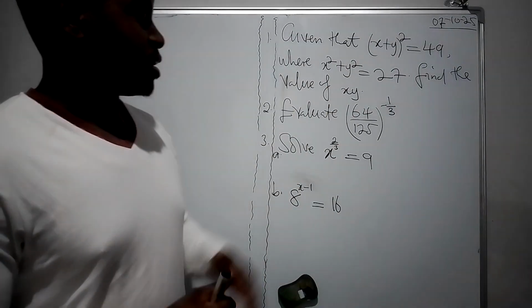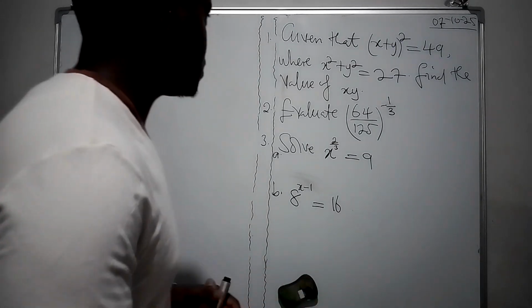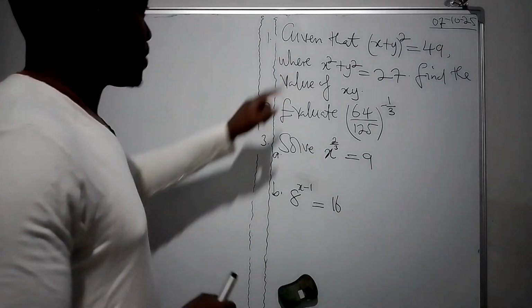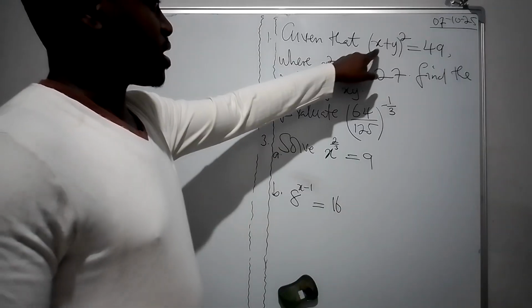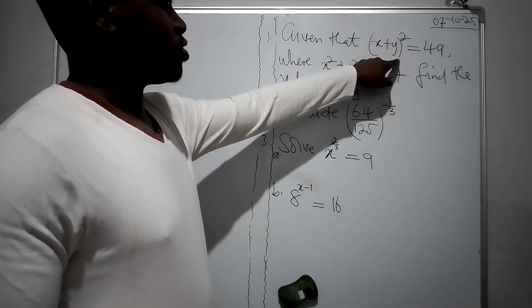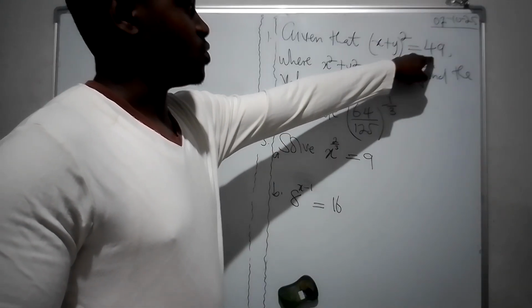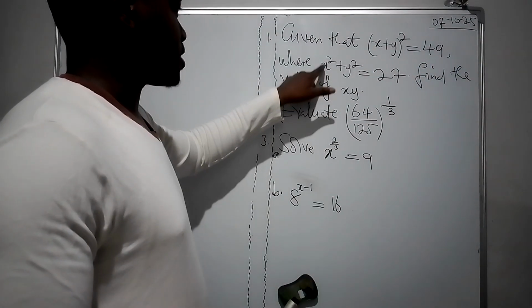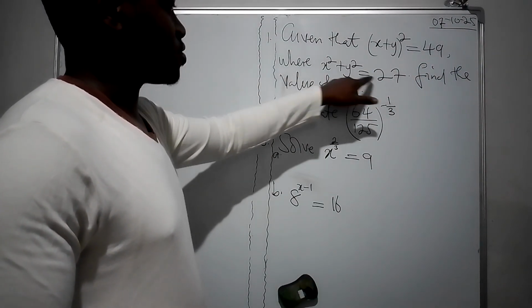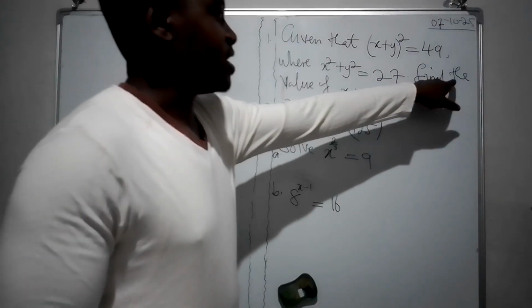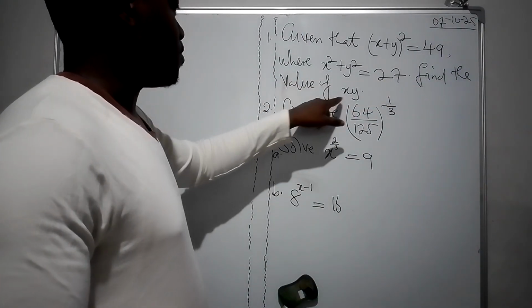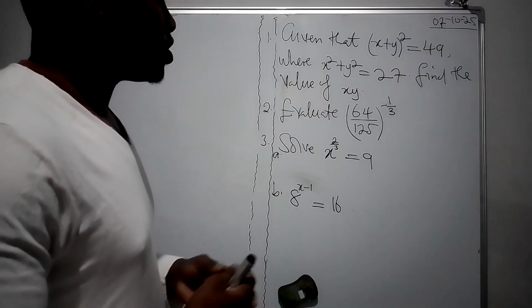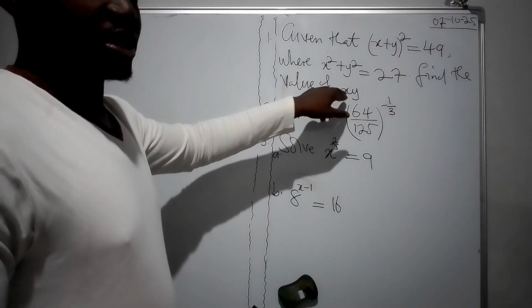So let's go straight to the questions. The first one says, given that (x + y)^2 equals 49, where x^2 + y^2 equals 27, find the value of xy. So we are told to find the value of xy.